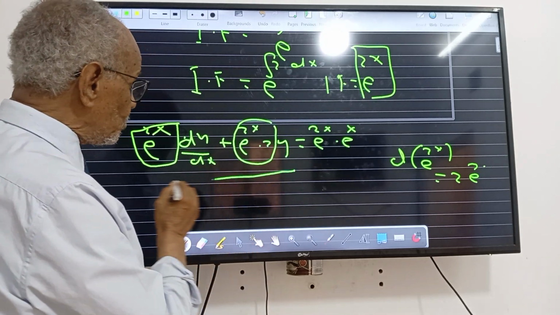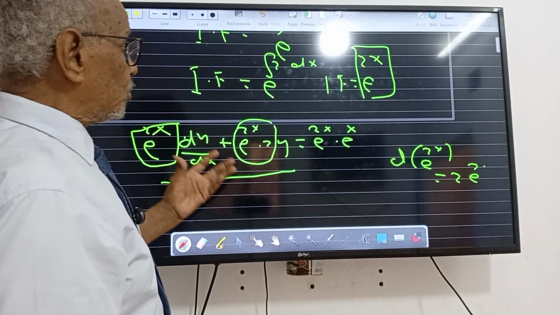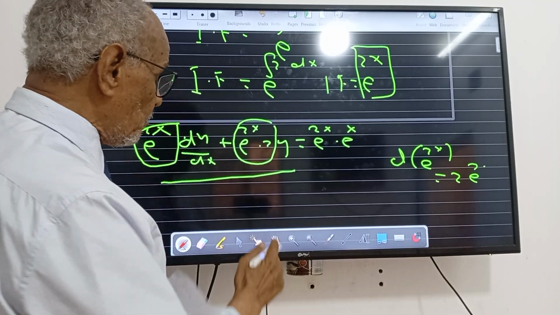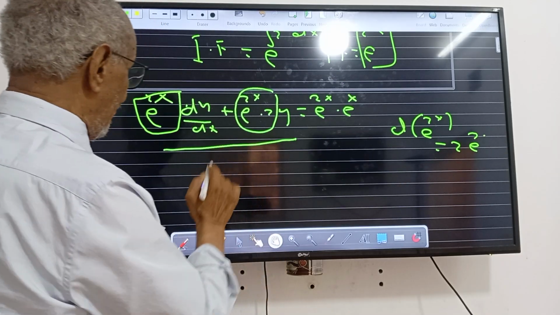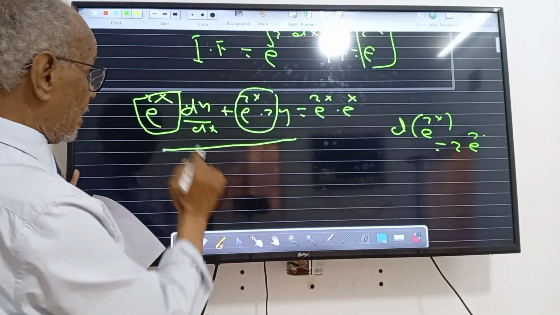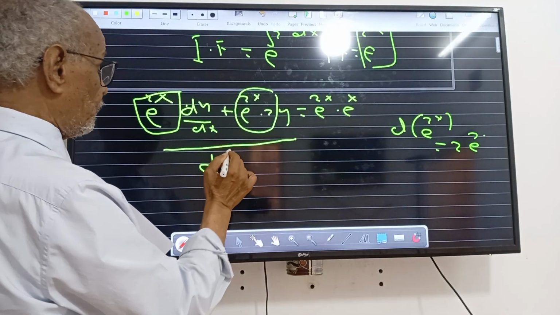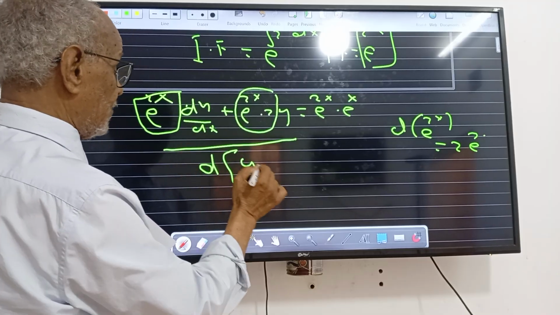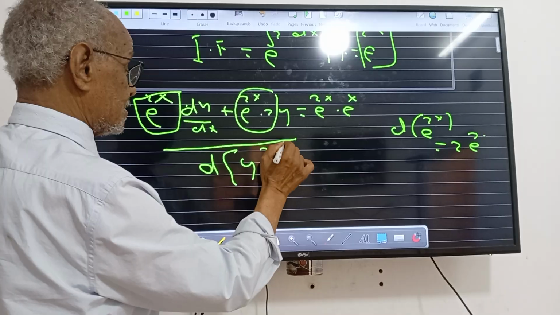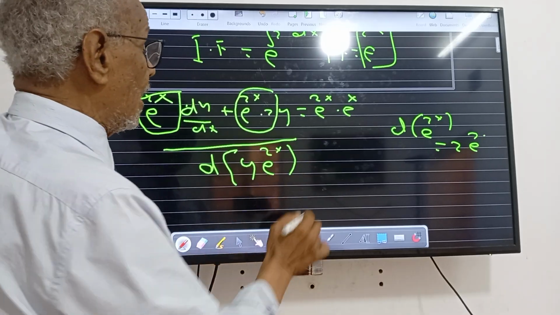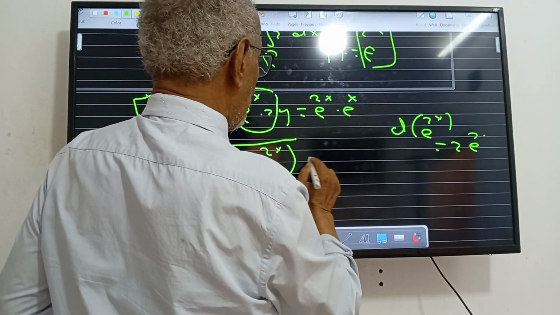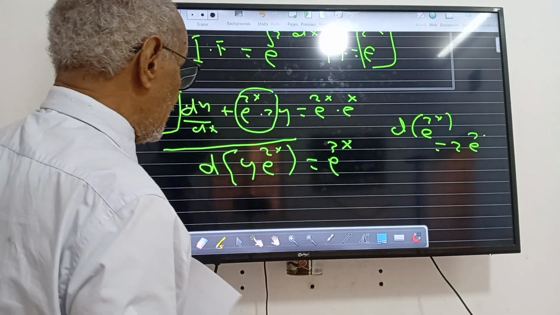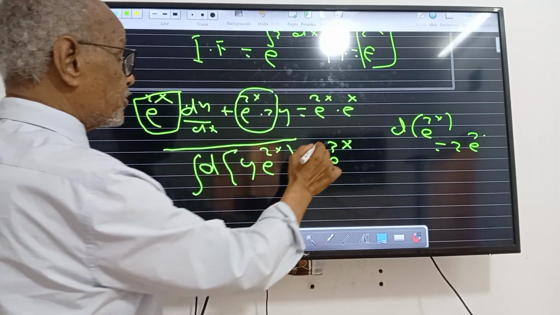So these two terms are a product of two functions. So we can substitute it by saying that these two terms are a differentiation of two functions. The first function is y, and the second function is e to the power 2x. Equal, this will be equal e to the power 3x. So we have to integrate both sides.